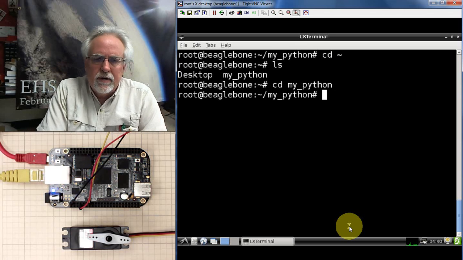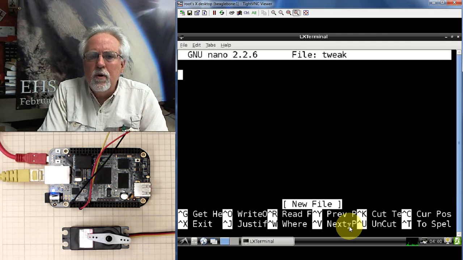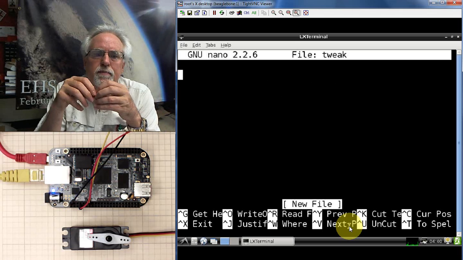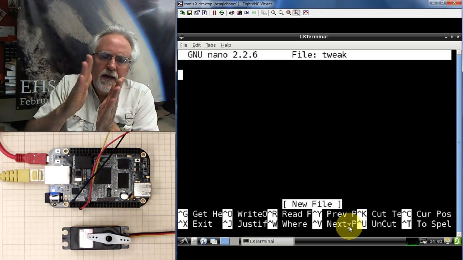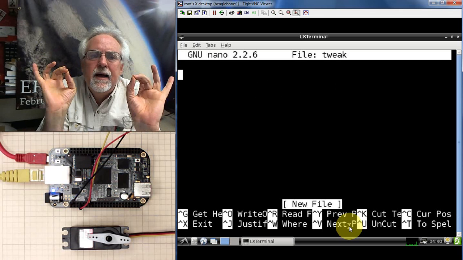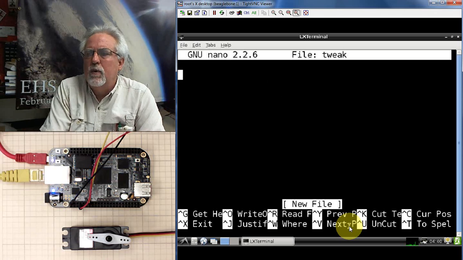What are we going to call this? Nano to edit the file and tweak. I think that's how you spell tweak. It's close enough. All right, on this program, what do we want to do? We're just going to basically apply duty cycles and tune in and see exactly what two duty cycles on a 50 hertz signal will give us full left and full right position.